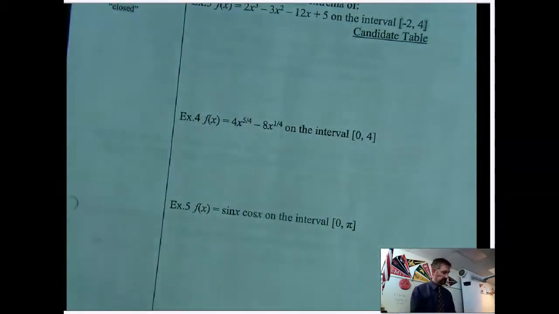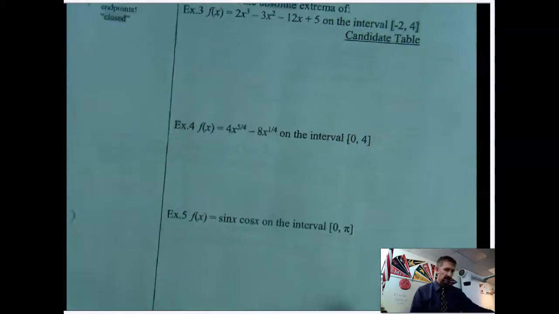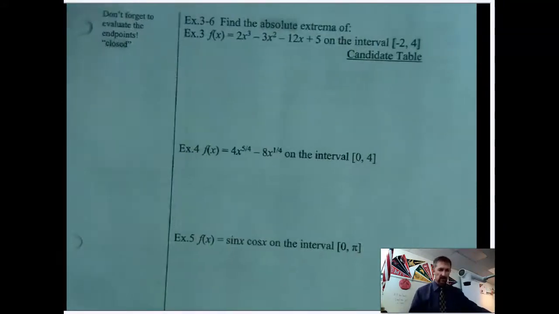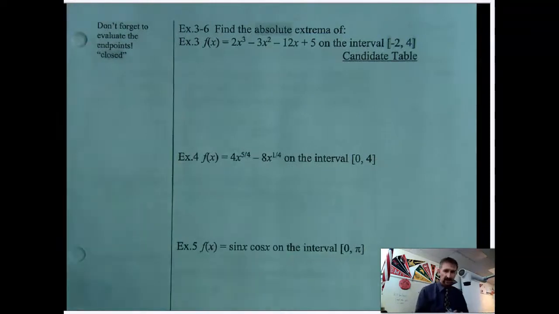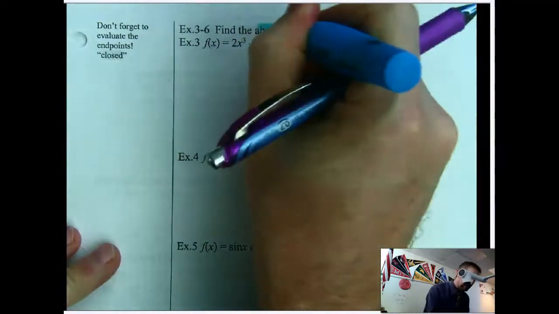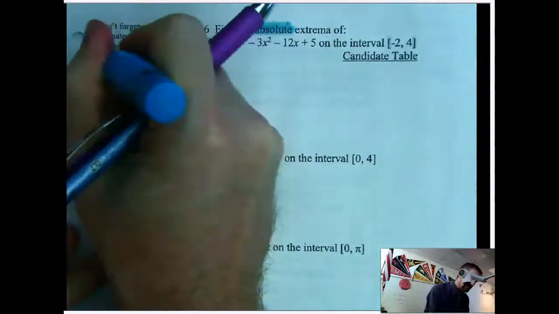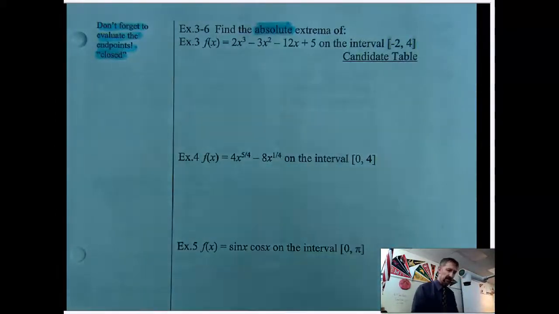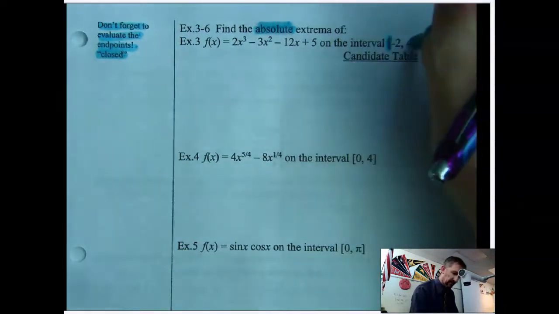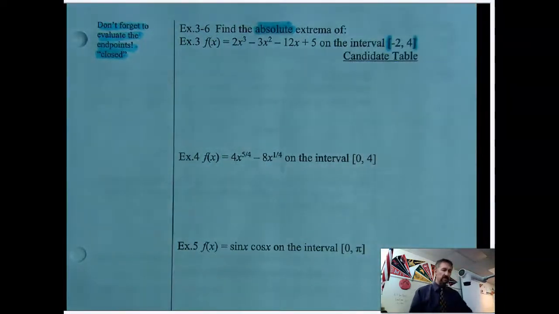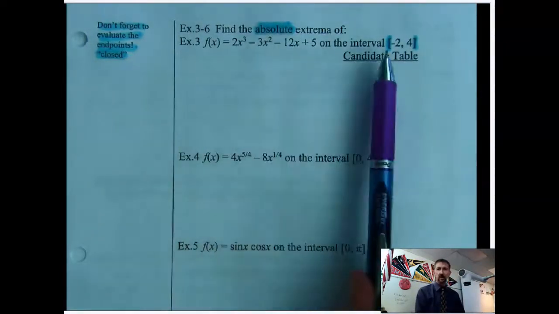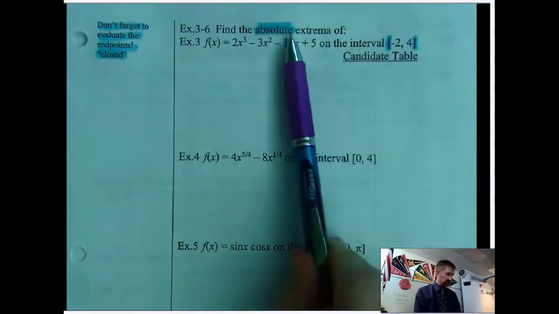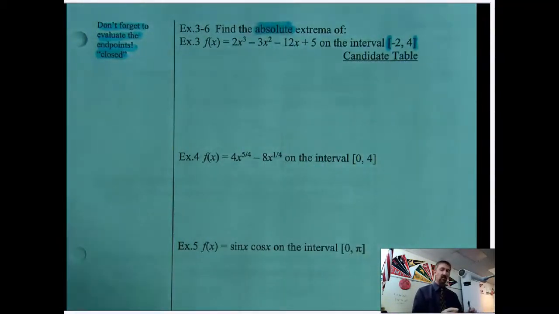Now, the key to this is when you are asked to find an absolute minimum or maximum, you have to check the endpoints. Don't forget to check the endpoints. Another clue is that they have brackets. So all of these things are clues that you're finding an absolute extrema. Brackets, the word absolute, if you have a graph that has closed endpoints.